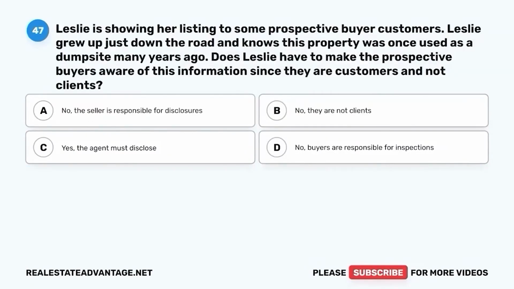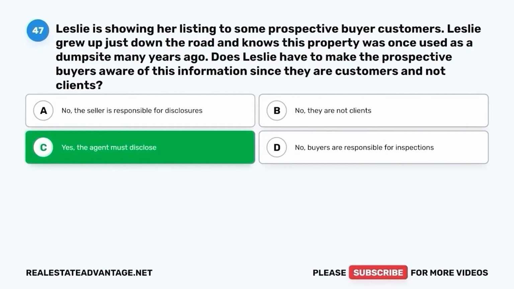Question 47. Leslie is showing her listing to some prospective buyer customers. Leslie grew up just down the road and knows this property was once used as a dump site many years ago. Does Leslie have to make the prospective buyers aware of this information since they are customers and not clients? A. No, the seller is responsible for disclosures. B. No, they are not clients. C. Yes, the agent must disclose. D. No, buyers are responsible for inspections. The correct answer is C.